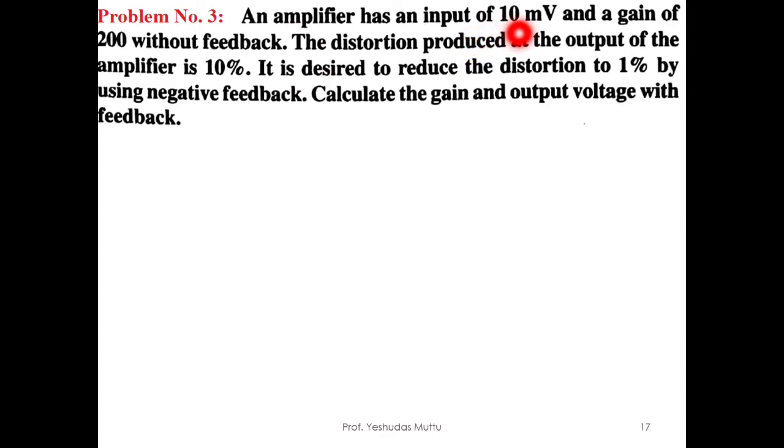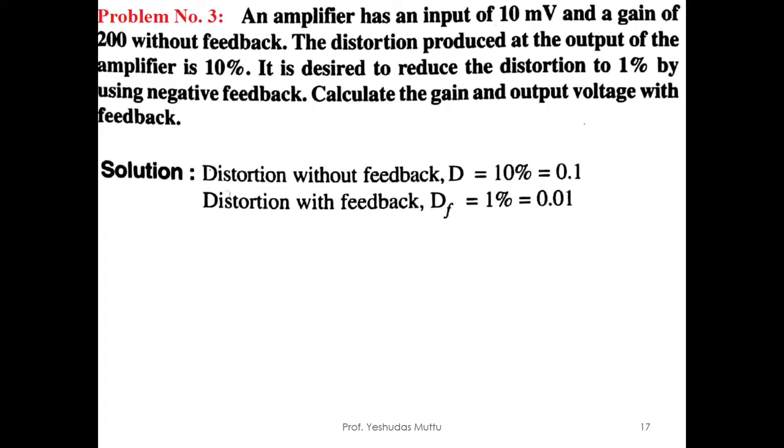An amplifier has an input of 10 millivolts and a gain of 200 without feedback. So A, or AV I can say, is given to me as 200. The distortion produced at the output is 10%. D is given to me. It is desired to reduce the distortion to 1% by using negative feedback. So with negative feedback it should be 1%, that is DF should be 1%. Here D is 10%. Calculate the gain and the output voltage with feedback.